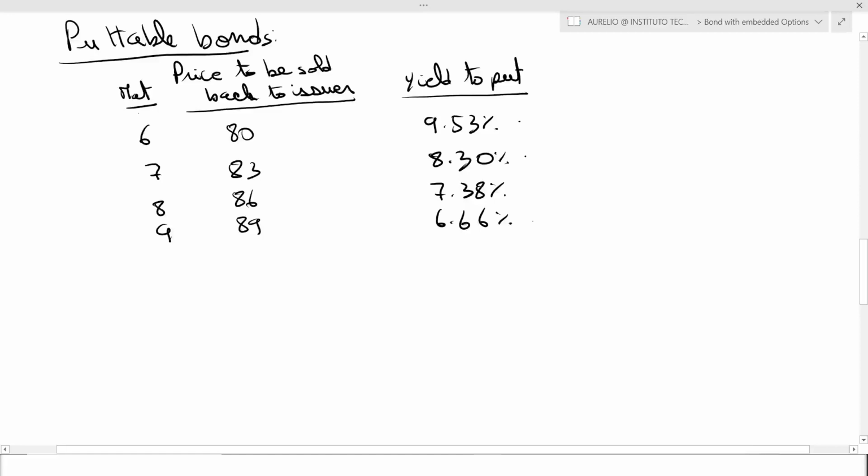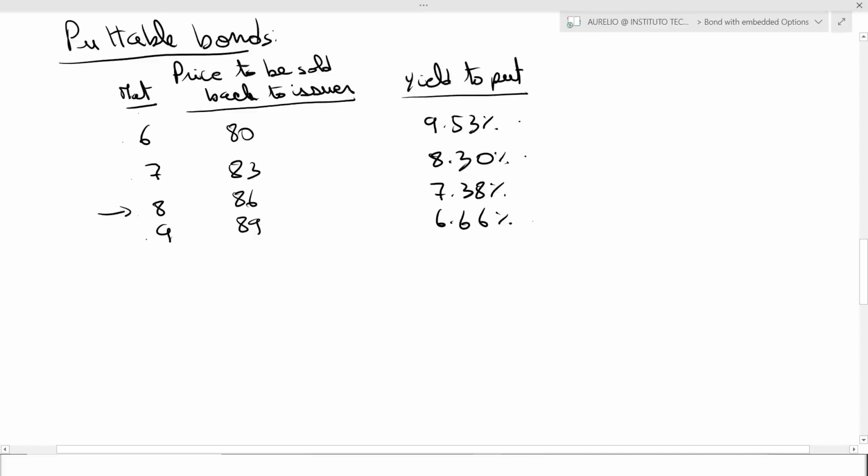Let's imagine that, just like in the previous case, the yield to maturity was equal to 5 and it paid a $5 coupon. Now the maturities are 6, 7, 8, and 9 years, where the bond can be sold back to the issuer, and the prices are 80, 83, 86, 89. Then, just like we did before, we're going to compute the yield to put. It's going to be 9.53, 8.30, 7.30, and 6.66.